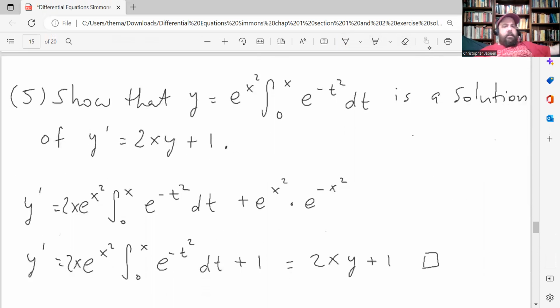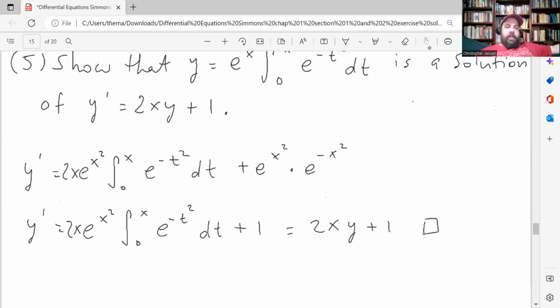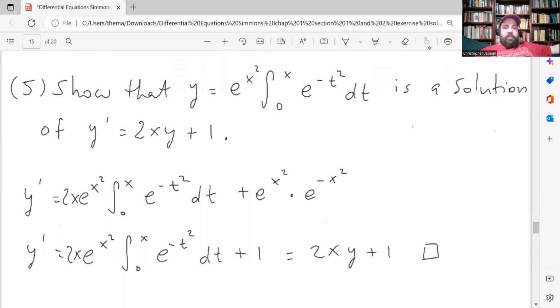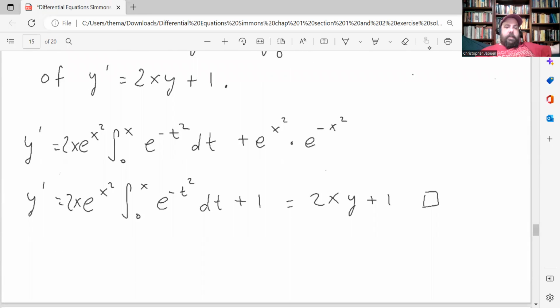Okay, and then number 5, they want us to show that this function here, y equals e to the x squared times the integral from 0 to x of e to the negative t squared dt, is a solution of this differential equation. So all we have to do is differentiate that function. In order to do that, you have to use the fundamental theorem of calculus. Different books number the parts differently, but use the fundamental theorem of calculus. And you differentiate by using the product rule, and you get this derivative here.